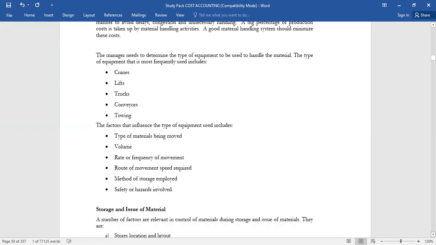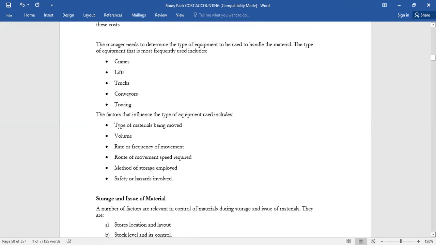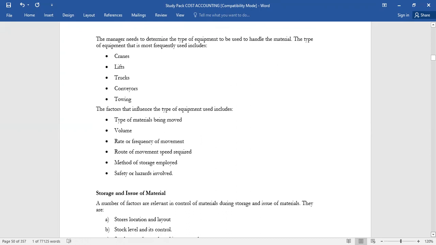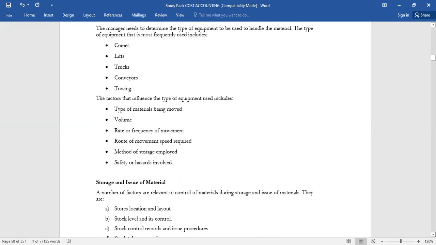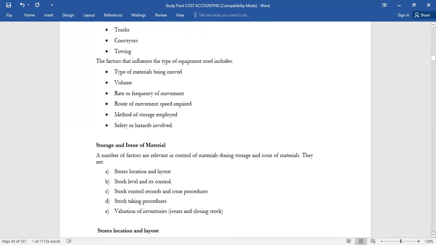Some use trucks. Some factories will use conveyor belts. Others will do what we call towing. So the lorry comes, unabadilishana kichwa, inawekwa kichwa ya factory, then it is taken to the store. So the factors that influence the type of equipment to be used is dependent on the material, the volume, frequency, the route of movement, method of storage employed, and the safety hazards that are involved.